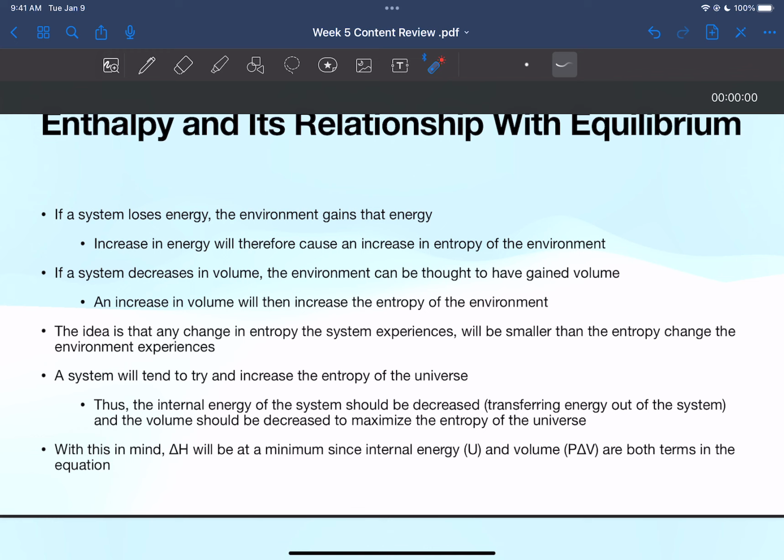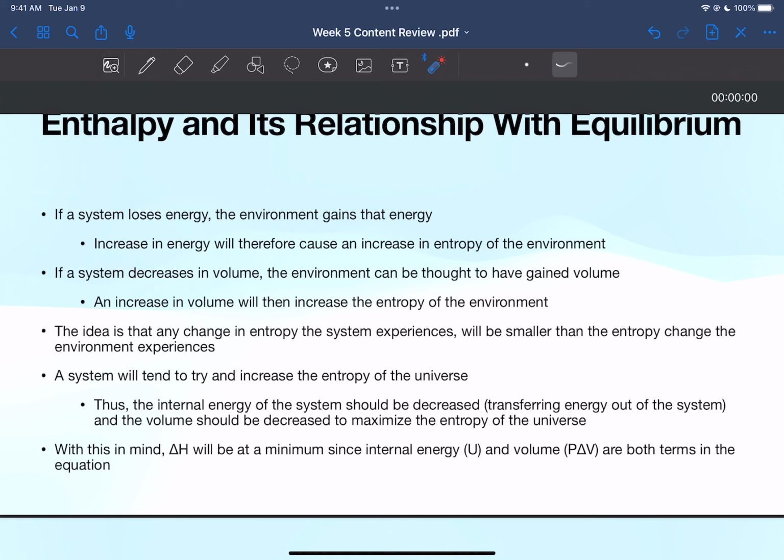So, if we decrease the internal energy of the system, decreasing the internal energy of the system means that energy is flowing out of the system, right? So the system has a certain U, certain internal energy. If we decrease that U, energy flows out of the system and into the environment, increasing the energy of the environment. Remember, it's an opposite kind of relationship. So if you decrease the internal energy of the system, you're increasing the energy of the environment, right?